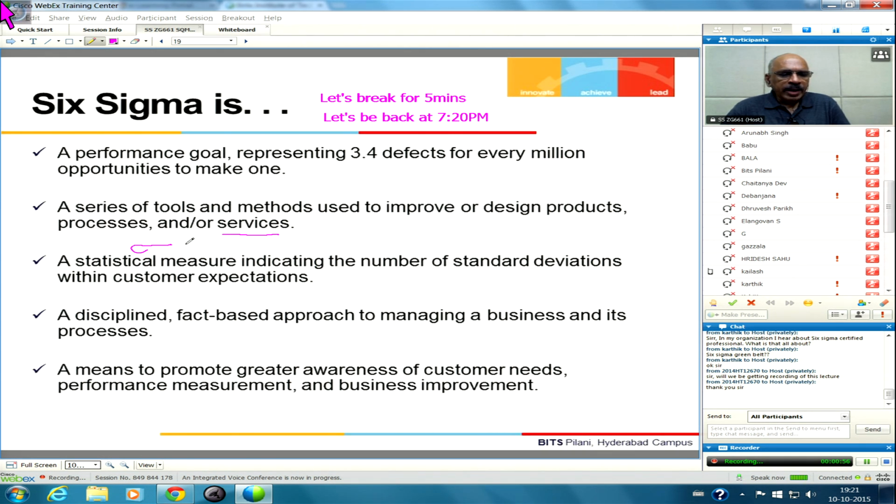It is a disciplined, fact-based approach. It is metrics-based, measurement-based. It is a means to promote greater awareness of customer needs, performance measurement, and business improvement. Before the advent of Six Sigma, the only way a process got improved was when the customer started complaining, and the CEO took interest and said, please look into that and fix it. So people used to fix things in a piecemeal fashion.